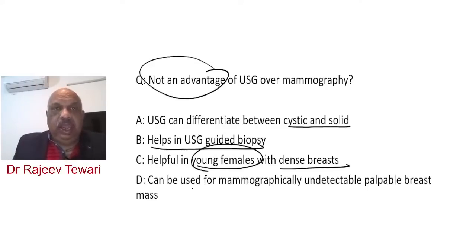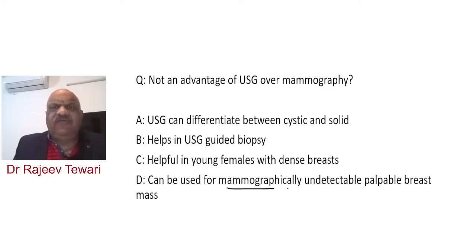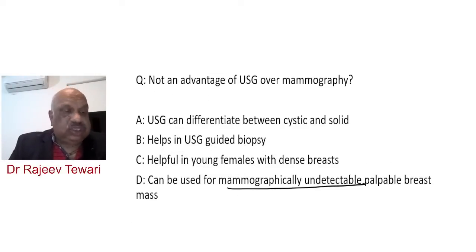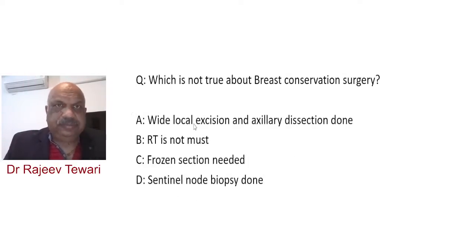While it can be used for mammographically undetectable palpable breast mass, that's not correct. Mammographically undetectable palpable breast mass, well, this is also somewhat correct, but carcinoma in situ, comedo type, etc., you cannot see on ultrasound. The best is mammography. So out of these four, I would say D is the best answer here. Rest three, of course, ultrasound. By exclusion also D becomes the answer. First three, of course, ultrasound is better.